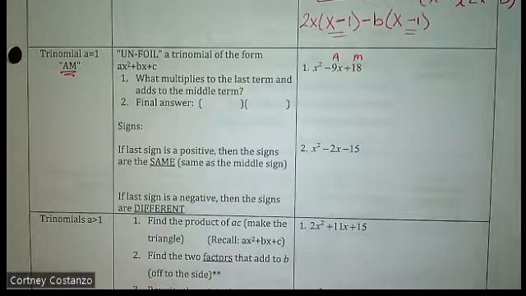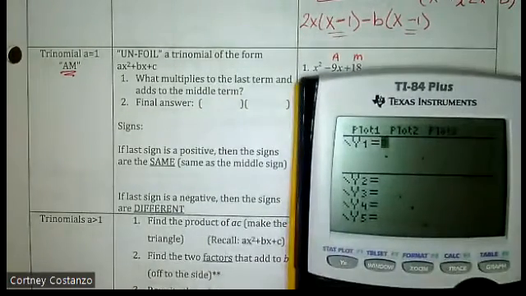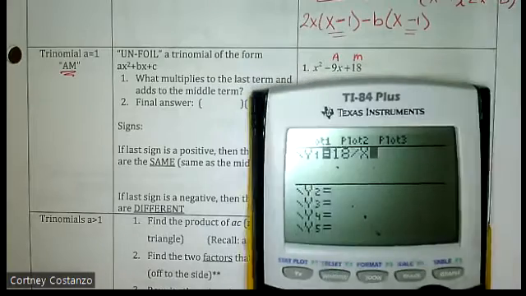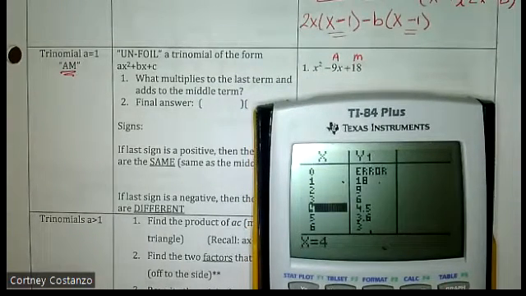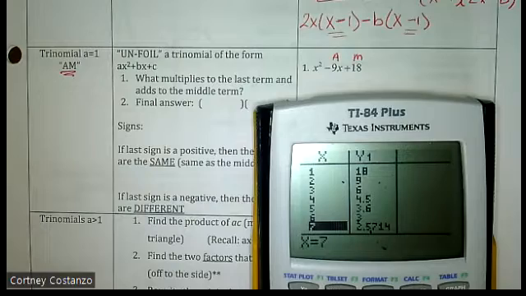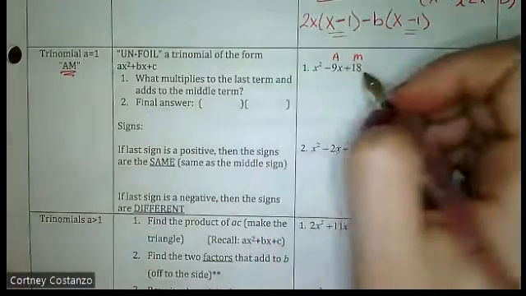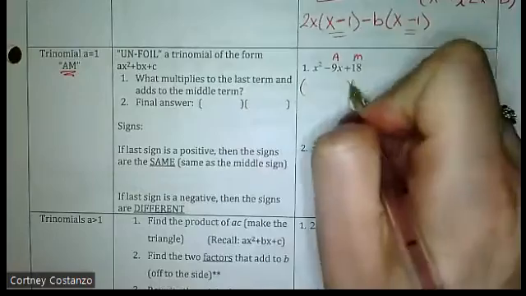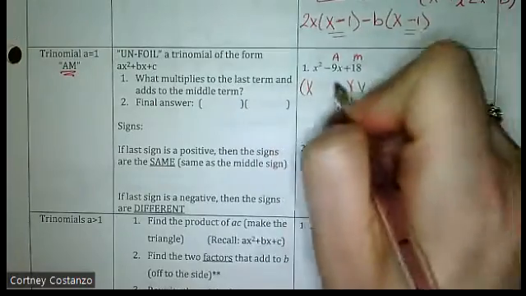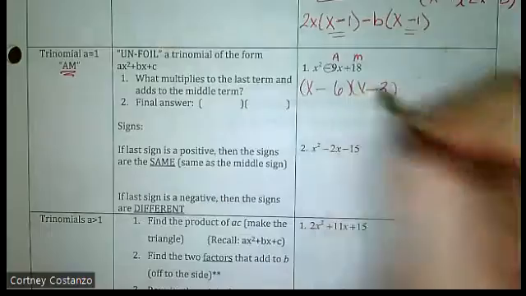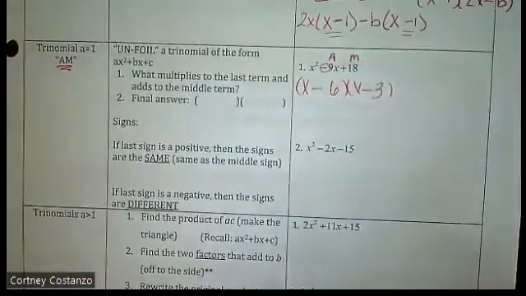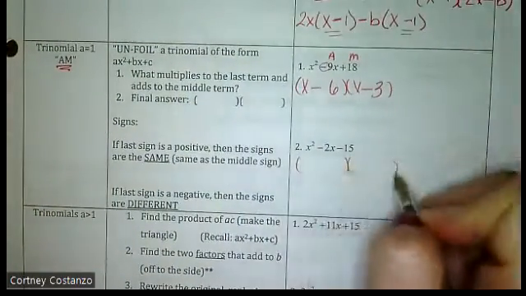If you're stumped, there is a calculator hack that you could do. You could do 18 divided by x in your calculator. You go to your table of values and you can find your factors of 18. Obviously 6 and 3 make a 9, so that's the one we're going to go with. So what multiplies to 18 but adds to 9 would be 6 and 3, and then they need to combine to a negative 9, so they're both going to be minus minus. So same idea for number 2.